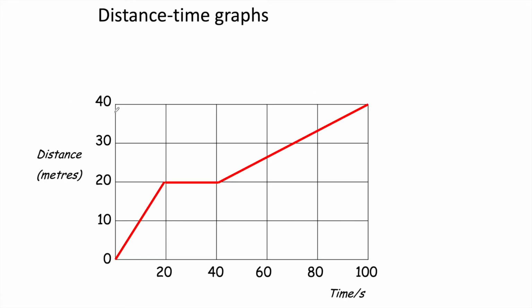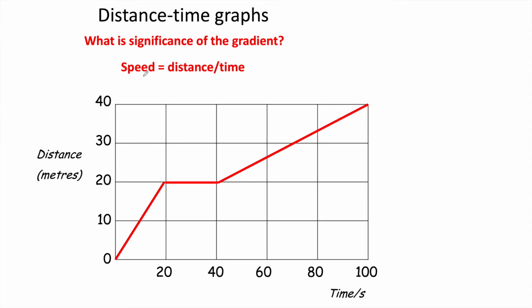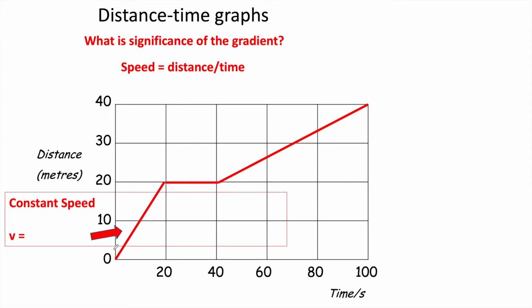So first of all, a distance time graph. What's the significance of the gradient is one thing to think about. Well, the gradient is y divided by x, that's distance divided by time. And of course, distance divided by time is speed. So the first line here will be travelling at a constant speed, and of course that constant speed is the change in distance over the time taken, and the change in distance is 20 meters. The time taken is 20 seconds, and so that gives us a speed of 1 meter per second.